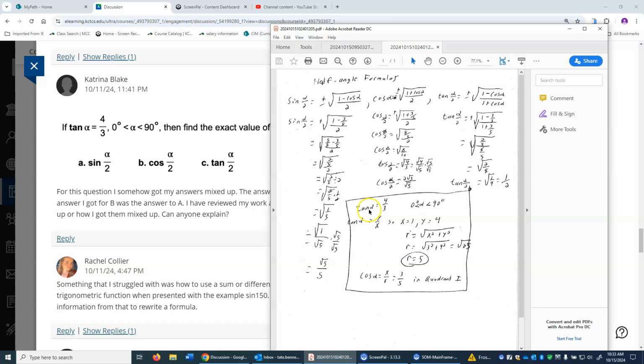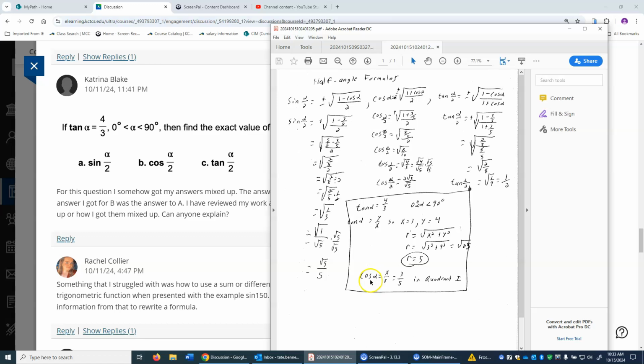We're given tangent alpha equals 4/3, alpha's between 0 and 90 degrees. So that tells you in quadrant 1, everything's going to be positive. In general, tangent alpha, one of the definitions is it's y over x. So the denominator is x, which is 3, and the numerator is y, which is 4. Then we have the Pythagorean theorem, r equals square root of x squared plus y squared. We put in the 3 and 4. That works out to the square root of 25, so r is 5.